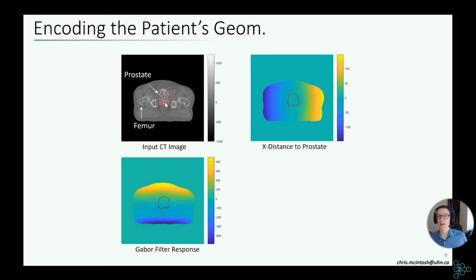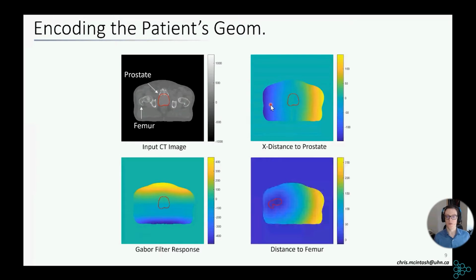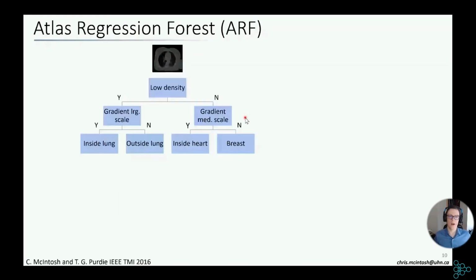We can also take the contoured anatomy, like for example, the prostate, and we can calculate the distance along the X dimension, along the Y and the Z dimensions. We can also look at the distance to the femur, and that gives us overall not only a representation of what the image looks like, but a representation of the actual patient's geometry. Stacked together, this now gives us a feature space that represents the overall patient, and we can try to learn the relationship between that feature space and the dose distributions. So how do we do that?